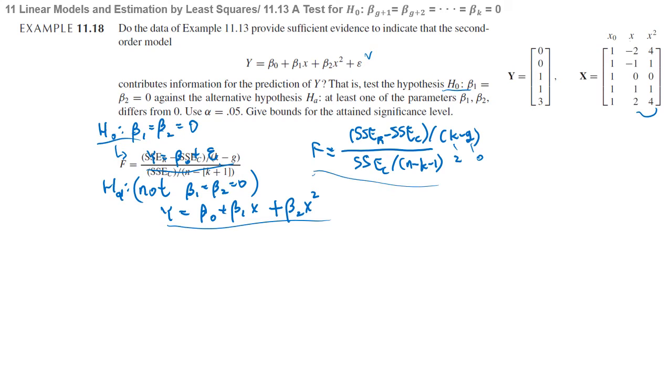This is our test statistic F, and our decision rule is: reject if F is greater than F alpha, where alpha is 0.05, the degrees of freedom are 2, and n is 5 here. 5 minus 2 minus 1 is 2. Is it right? Okay, yeah, so this is the decision rule.